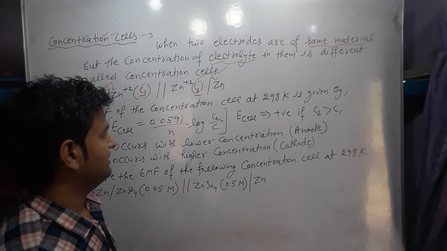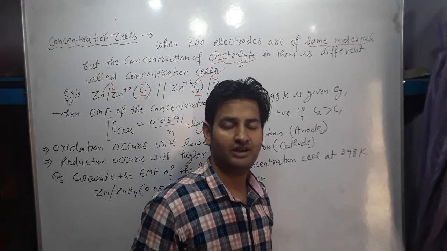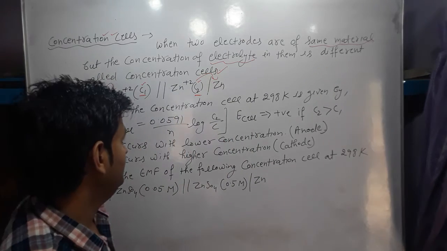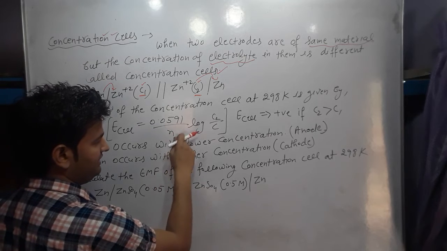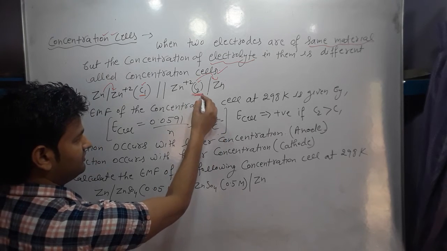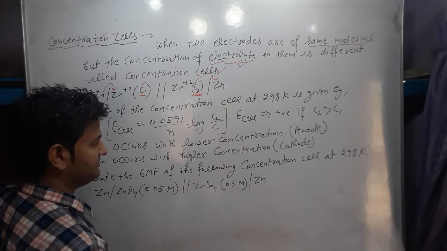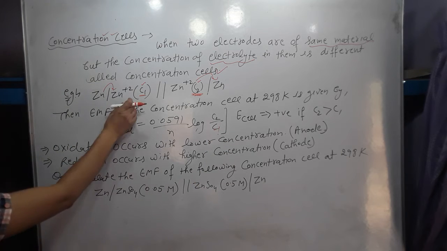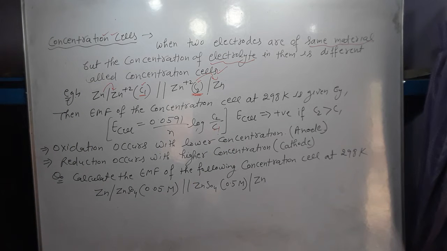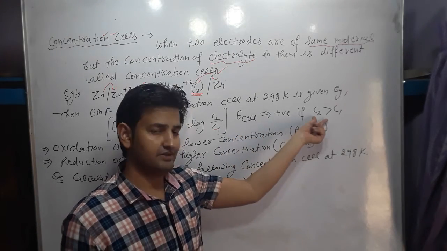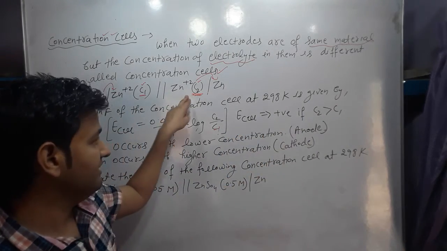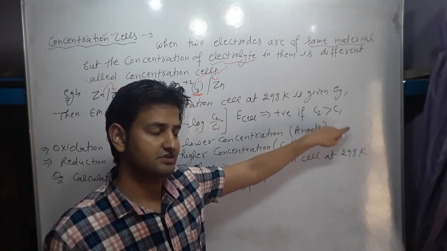Then the EMF of the concentration cell at 298 Kelvin can be calculated simply: EMF of the cell is 0.0591 over n log C2 by C1, where C2 is the concentration at the cathode and C1 is the ion concentration at the anode. The EMF of the cell comes out to be positive if the concentration C2 is greater than C1.